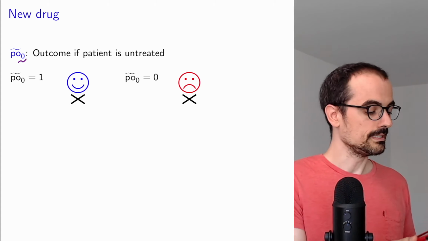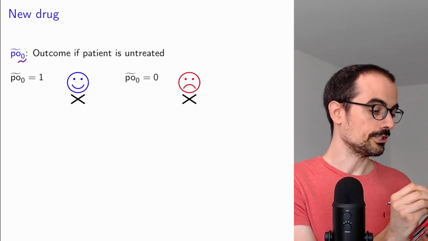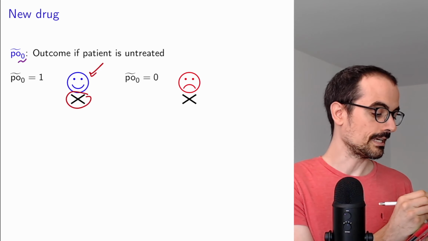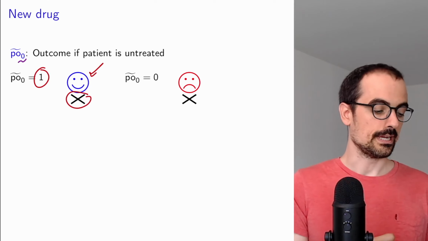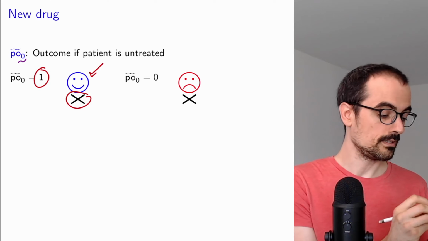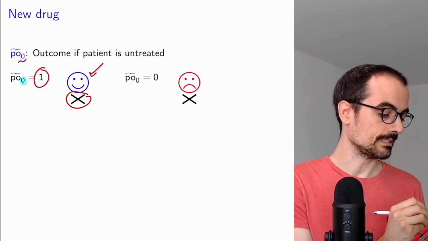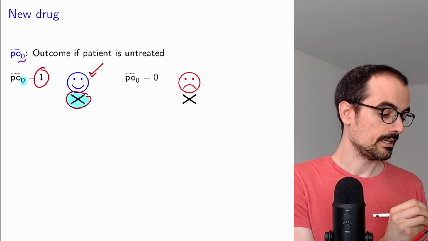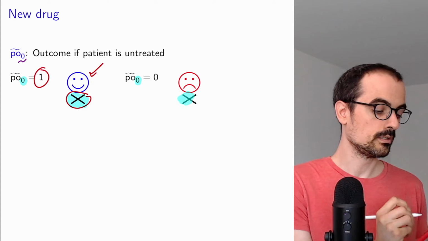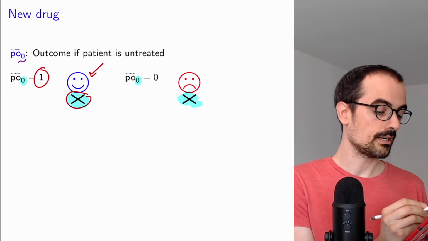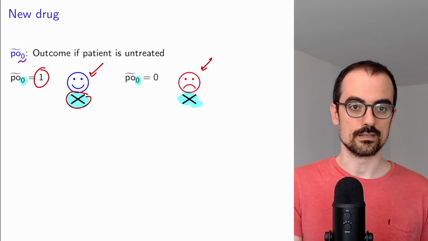Okay, so this indicated here, the patient was not treated and they recovered. In that case, that potential outcome is equal to 1 because they recovered. And here the 0 refers to the fact that they were not treated. Okay, so in these two cases, the patient was not treated. On the left, they recovered. On the right, they did not recover.